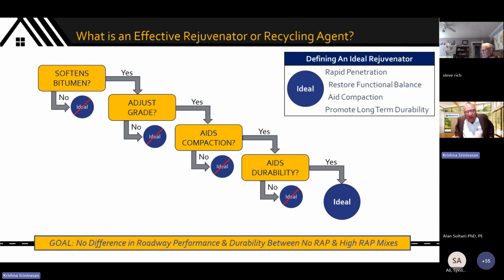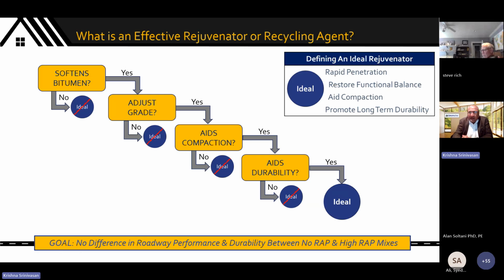I said I'll talk about what is softening and what is recycling. This is your standard waterfall chart. So depending on what your recycling agent or rejuvenating agent does, the first question you ask yourself, does it soften the hard bitumen in my RAP? If the answer is yes, you move to the next step. Does it help adjust my grade? Depending on where you are in the world, it could be a pen grade, it could be a viscosity grade, it could be a PG low grade, whatever. If the answer is yes, does it help with compaction of stiff, high RAP mixes?